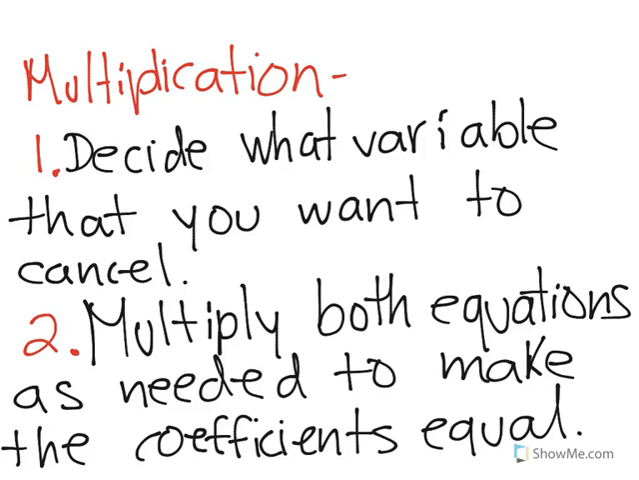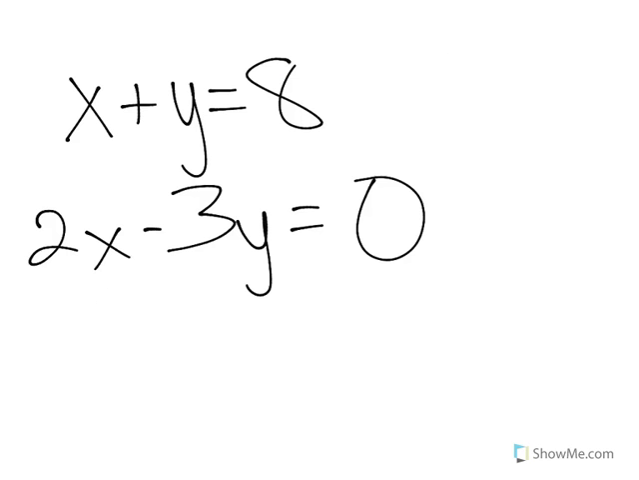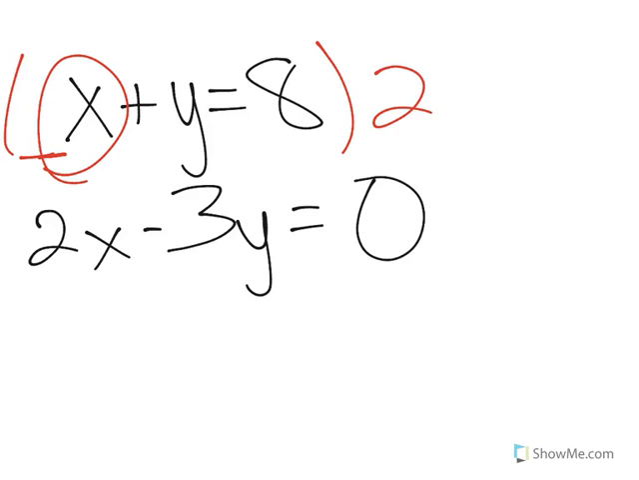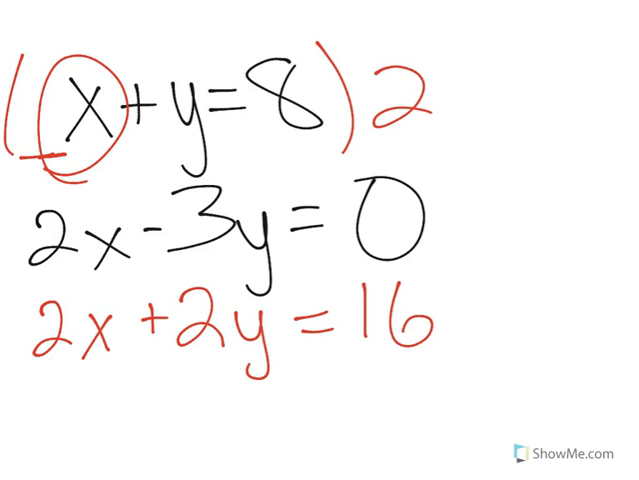After you decide, you need to multiply both equations as needed to make the coefficients equal, the coefficients of that variable you chose. So let's first choose x. What multiplication of either one of the equations can give us the result that both coefficients are equal? In this case, we need to multiply the top equation by 2. If we multiply the top equation by 2, we get 2x plus 2y is equal to 16. This is not a new equation. This is exactly the same equation as above, but with that multiplication. It represents exactly the same line if we were to graph it.